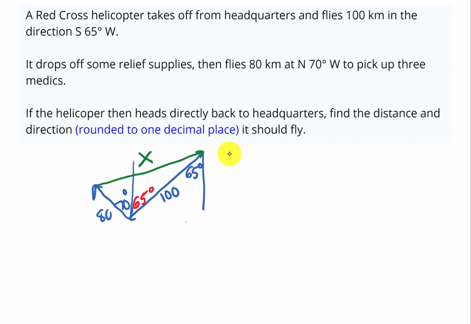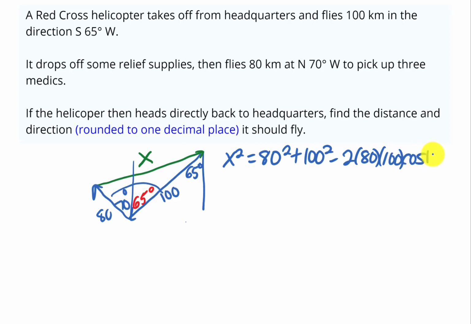So let's do that. That side squared, x squared, equals the sum of the squares of the other 2 sides, which is 80 squared plus 100 squared minus 2 times the product of those 2 sides, 80 times 100, times the cosine of the angle between those 2 sides. Well, I can add these 2 together, and that angle is 135 degrees.